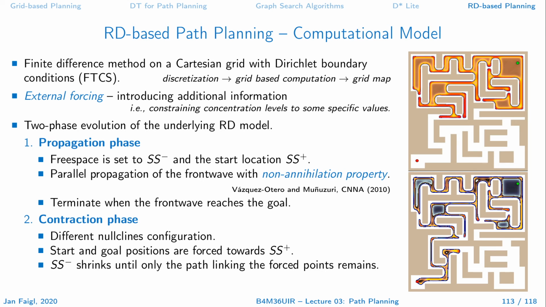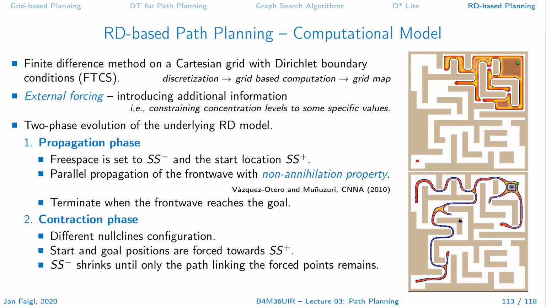Now we switch the system, we consider different nullclines, and now the start and goal positions are forced to be steady state plus, and steady state minus shrinks until only the path linking the forced points remains. So this is the contraction phase. We switch the system with different parameters, and the system tends to be in a steady state plus, which represents a path.